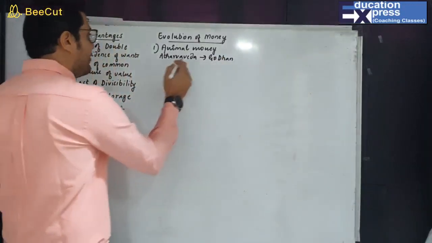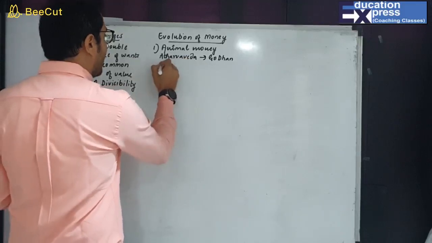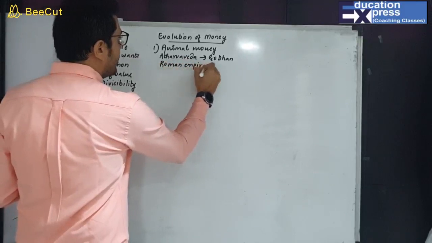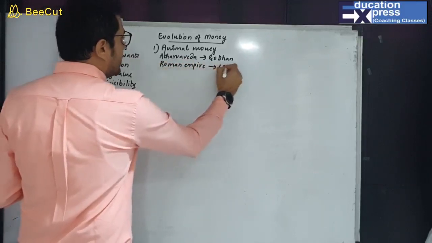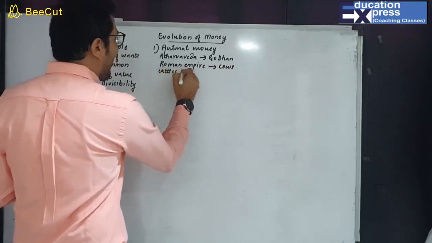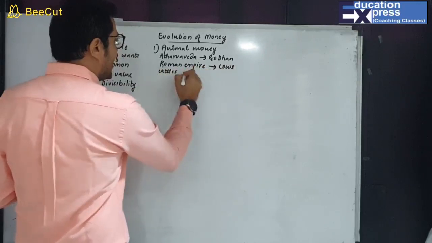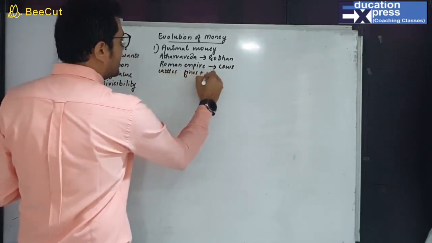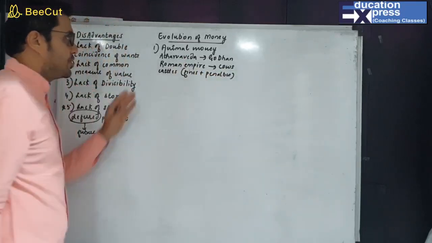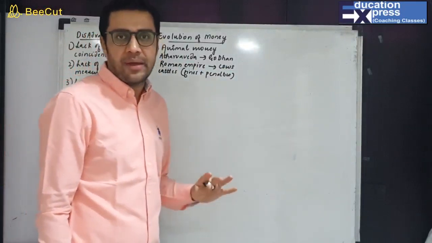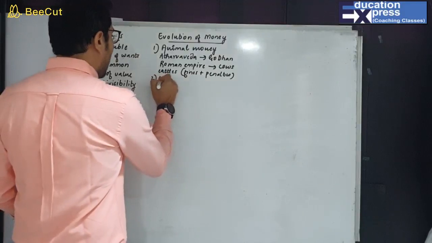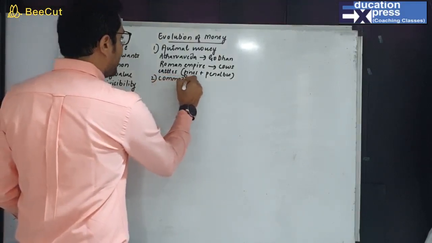And same way, after Atharva Veda, in the Roman Empire's period, cows and cattle were taken as fines and penalties. So this is your animal money, right at the beginning. After animal money comes commodity money.